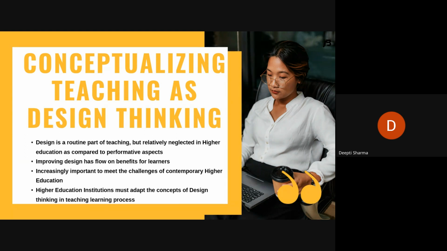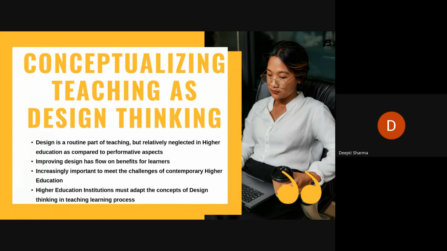Various design aspects we can include in our methodologies. It is increasingly important to meet the challenges of contemporary higher education. Higher education institutions must adapt the concepts of design thinking in teaching-learning processes. Each and every curriculum design must include the concepts of design thinking, and how we can include these steps we'll discuss later.